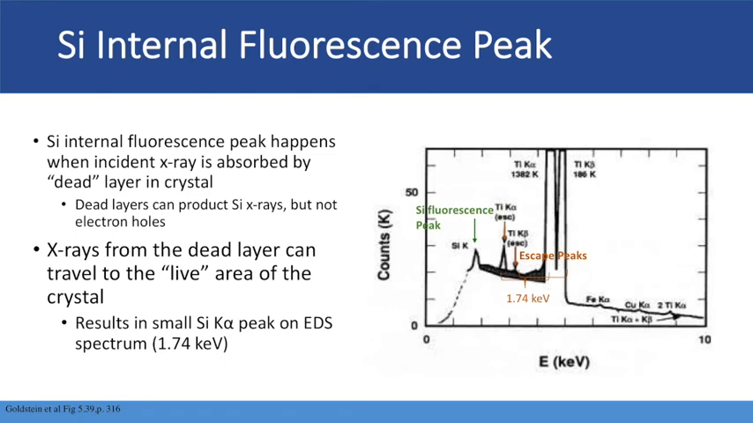You may be wondering what happens if the generated silicon X-rays do not escape. This does happen and can typically start when there is a "dead region" in the silicon crystal. This dead region can no longer produce electron-hole pairs, but it can generate X-rays. When the incoming signal hits this region and generates X-rays, some of those X-rays may actually travel to the live part of the crystal. Because of this, a small silicon peak may be visible in your spectrum, even though there isn't any in your sample.